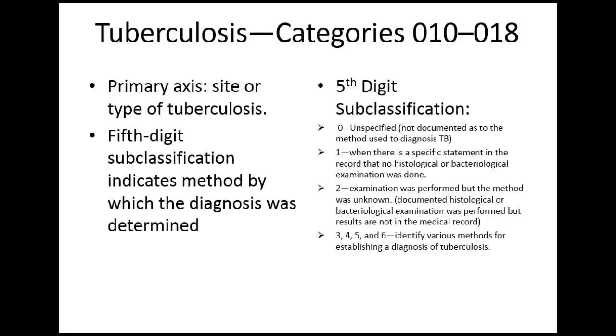There is a difference between active TB and a positive tuberculin skin test without an active diagnosis of TB. Code 795.51 classifies the following: a nonspecific reaction to a tuberculin skin test without active TB, a positive tuberculin skin test without active TB, a positive PPD, or an abnormal result of Mantoux test. So it's important to read the record to see if we're dealing with a positive PPD without an active diagnosis of TB, or if there is an active diagnosis of TB.